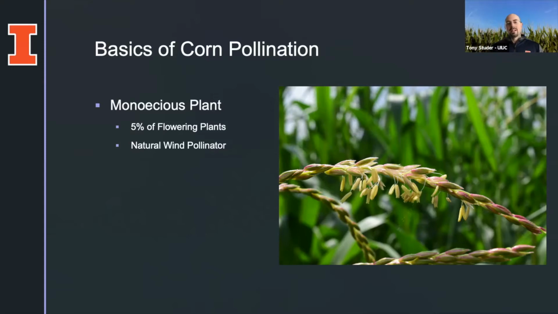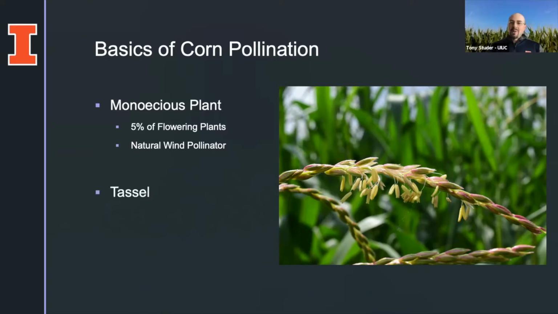And this difference in the location of the sexual organs actually leads it to be a natural wind pollinator. And this fact comes into play when we talk about how best to manage GMO contamination because of this wind pollinating nature and this break between the tassel and the ear. It's one of the reasons I love corn. It's one of the reasons I hate corn. So it's like this dichotomy that goes on.